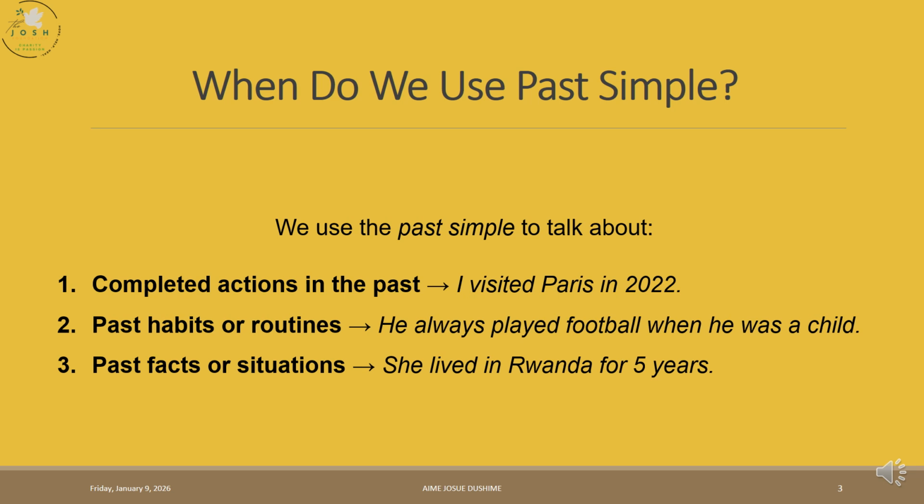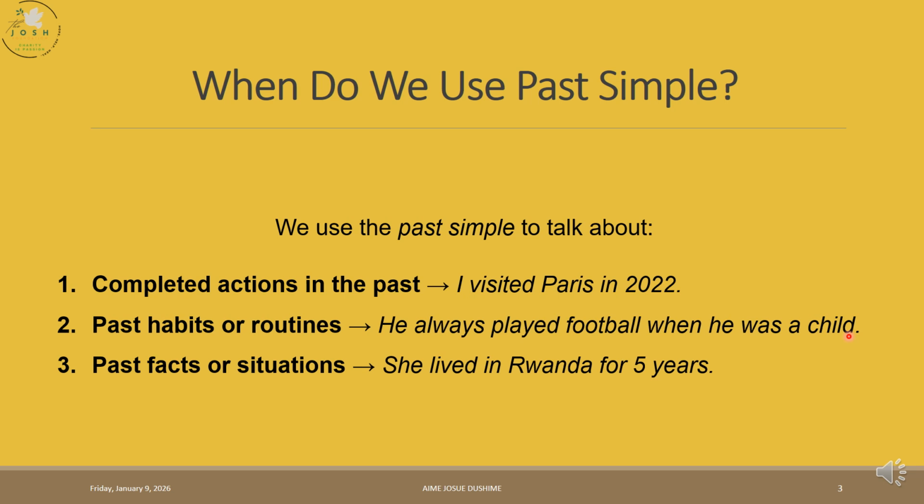And third, we can use it for past facts and situations. If it is a past fact or a past situation, we can say, I visited Paris in 2022. We have already passed 2022, so it is a completed action. He always played football when he was a child. This is a past habit. You used to play.